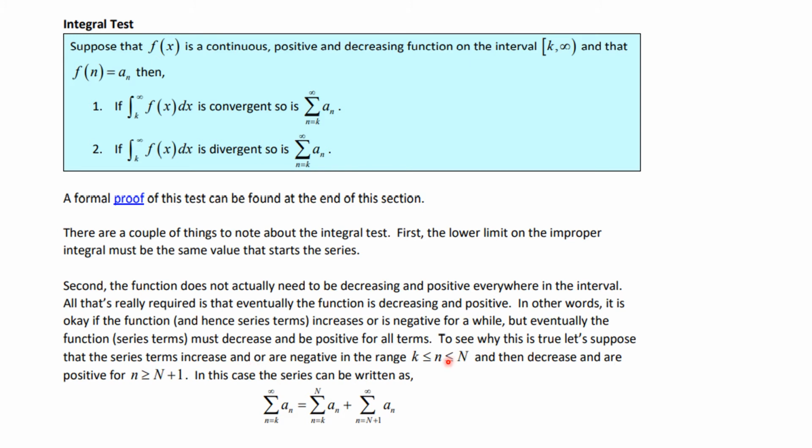And to see why this is true, let's suppose the series terms are negative in this range, then what we can do is break this into pieces. And it's all about the tail, so this is the one that really matters as far as the convergence, and this is just some finite numerical noise in the problem, at least if we're talking about determining whether it converges or not.